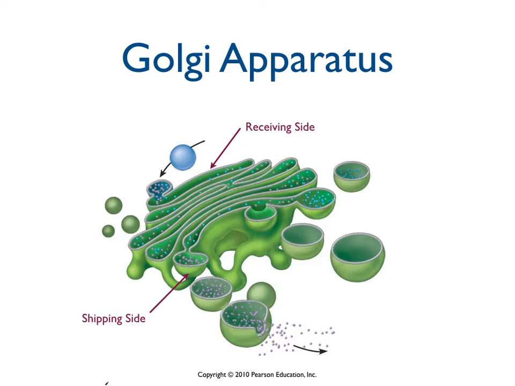So the same basic process is happening here at the Golgi apparatus. It receives some sort of package, it processes the package and modifies it, and then repackages it and ships it on to some other part of the cell.